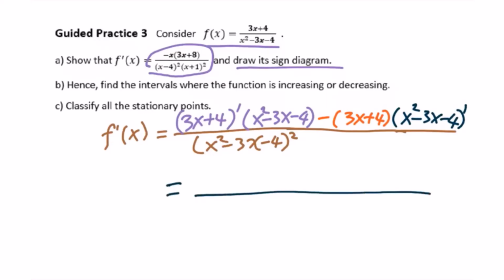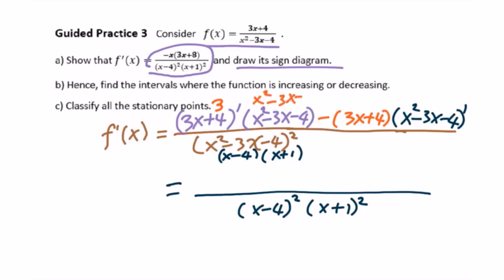Keep going. Denominator, I can factor x minus 4, x plus 1. So we get x minus 4 squared, x plus 1 squared. Derivative for 3x plus 4, that will be 3. This one, you will get x squared minus 3x minus 4. So we do the distributive property for this. You will get 3x squared minus 9x minus 12.